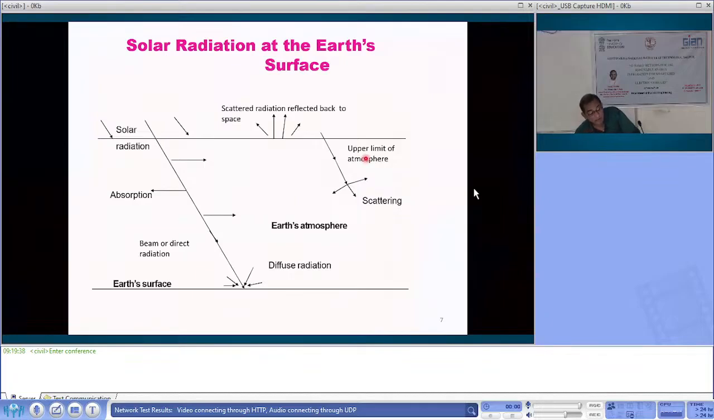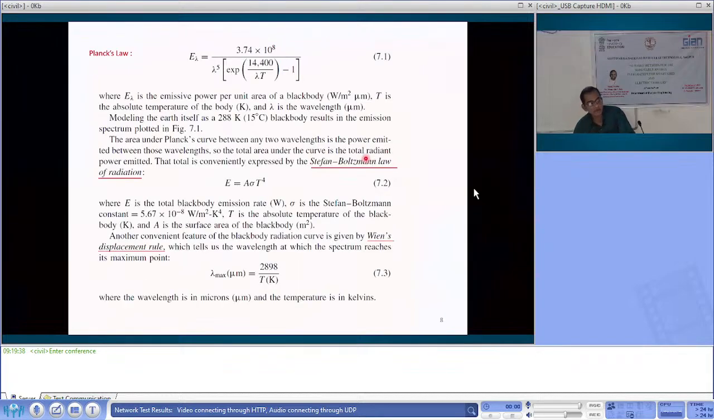Wavelength is very important, because when you study electromagnetics, there we cover that the solar energy spectrum is an electromagnetic spectrum having ultraviolet region, infrared and visible, based upon the wavelength. So these are the three important laws.